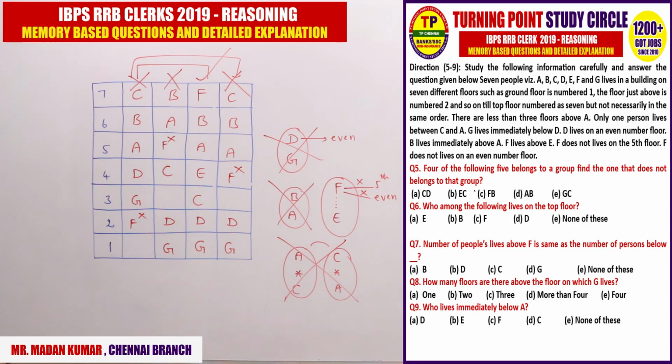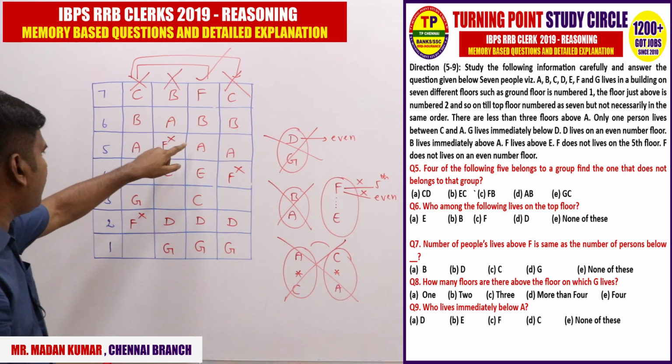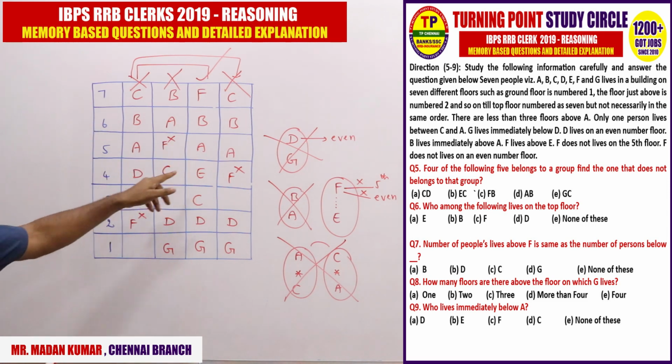What is the next one? Who lives immediately below A? Who lives immediately below A? It is nothing but E. The option being given is the second option.